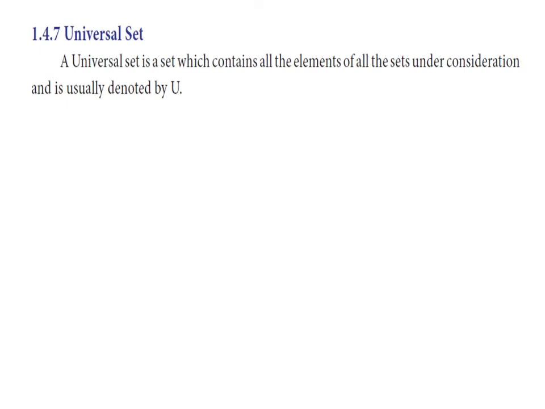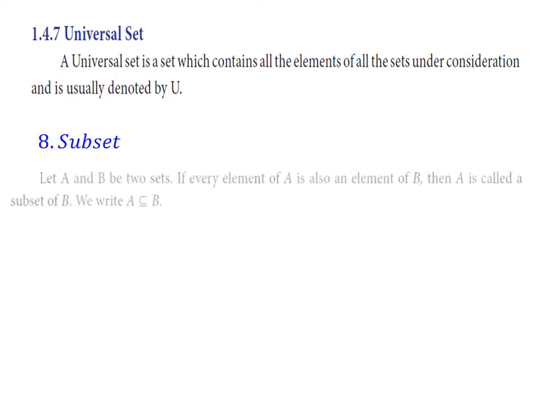Next we have universal set. A universal set is a set which contains all the elements of all the sets under consideration and is usually denoted by U. You know what is universe? It contains all the heavenly bodies, planets, stars, moon, everything. So same like that, universal set having all the sets.